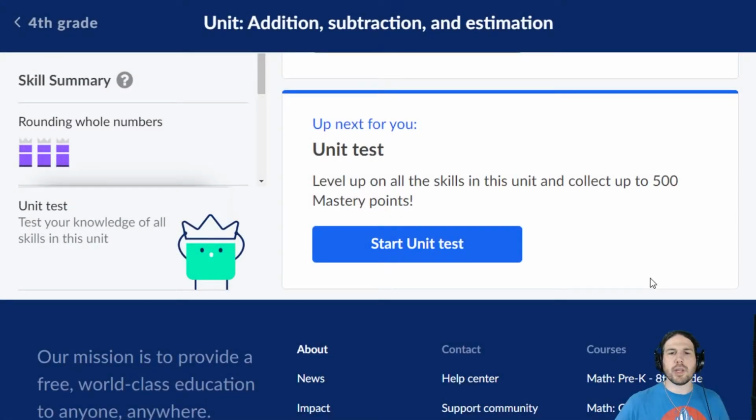We now have the unit test on addition, subtraction, and estimation. So as usual, I will be putting up the problem, and I will be giving you a moment to pause the video if you want to get out a piece of paper and a pencil or something along those lines. Give yourself a chance to try this out. This kind of check for understanding really does help.